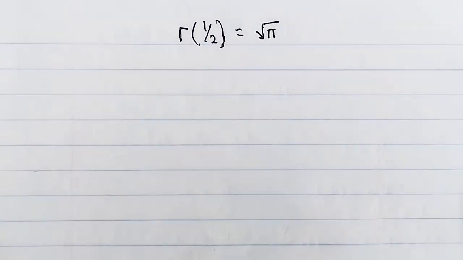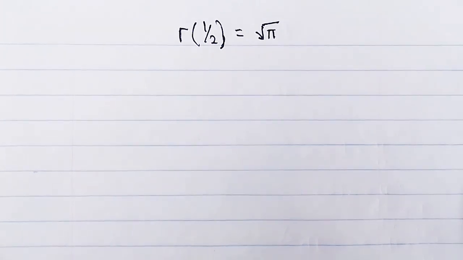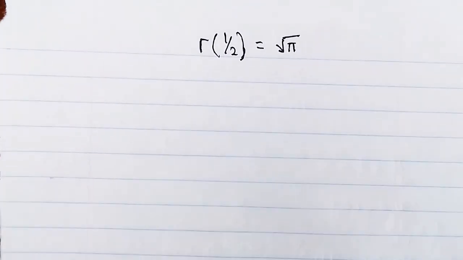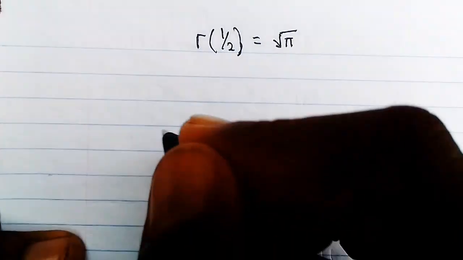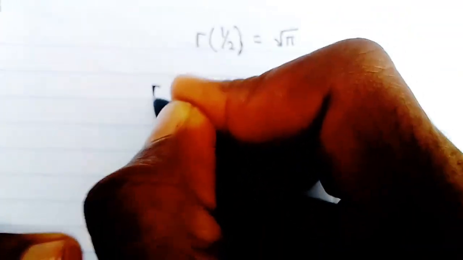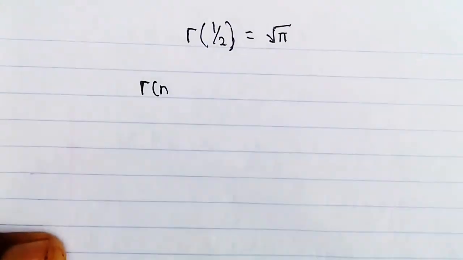They said the gamma function of half is the square root of pi, which let's assume we don't agree with unless we prove it. So now let's prove it. In order to prove it, we know that the general expression for the gamma function of n is what?